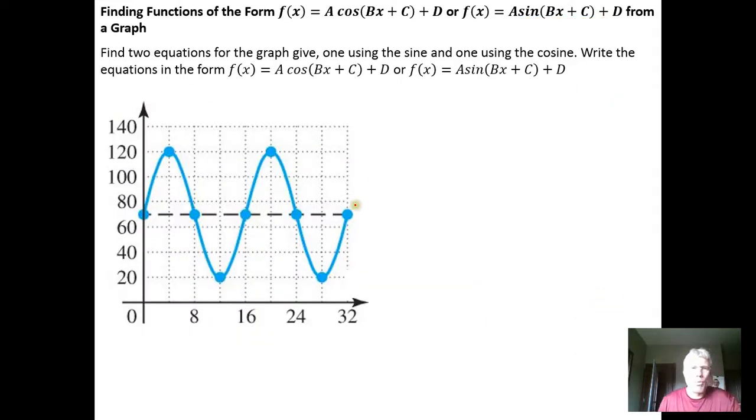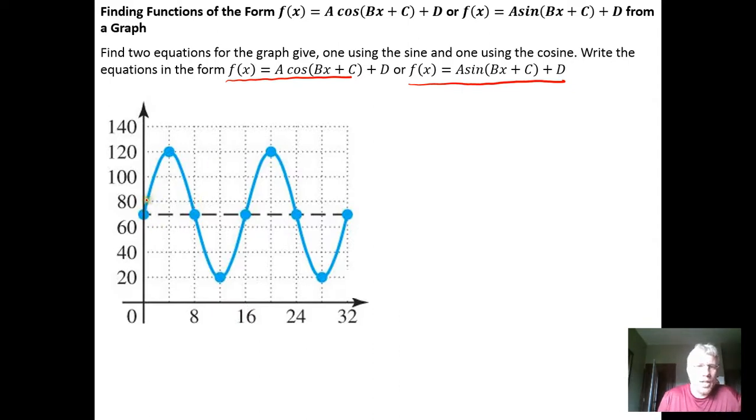So in this example, what we want to do is model this 2 ways. We want to model it with a cosine function and with a sine function. One of the big ideas here is that anything that you can model with sine, you can also model with cosine, because the sine and cosine functions are just shifted versions of each other.